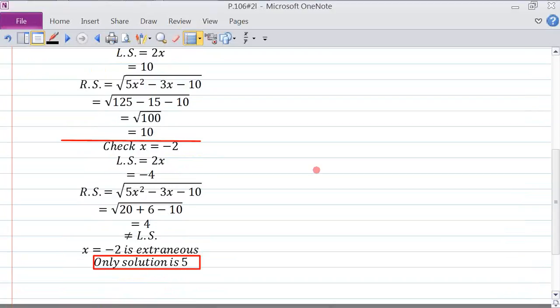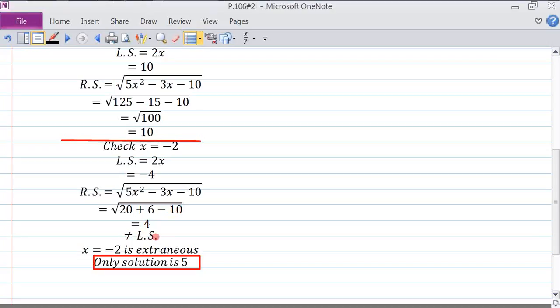Let's check the other answer, x equals minus 2. 2 times x is minus 4. And we substitute the minus 2 into the 5x squared. x squared is 4. 5 times 4 is 20. Minus 3 times minus 2 is plus 6. And minus 10. So I get 26 minus 10, which is 16. The square root of 16 is 4.